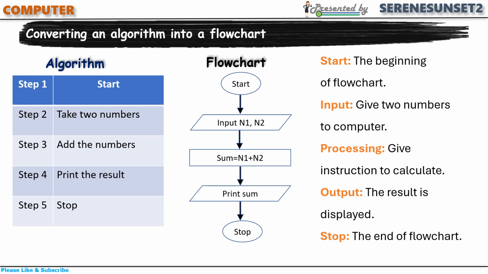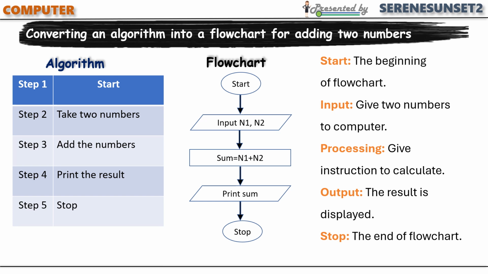Converting an algorithm into a flowchart for adding two numbers. Algorithm. Step 1, start. Step 2, take two numbers. Step 3, add the numbers. Step 4, print the result. Step 5, stop. Flowchart: start, input n1, n2, sum equals n1 plus n2, print sum, and stop.